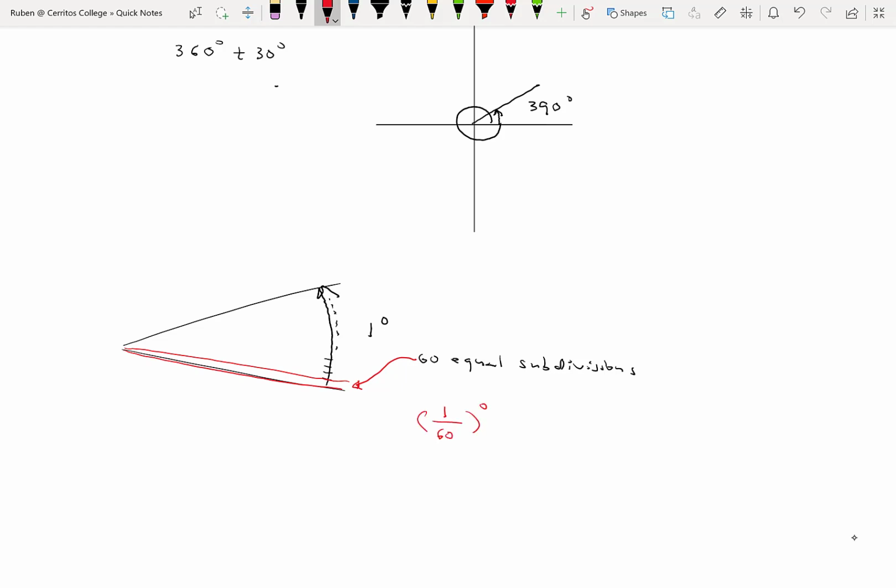Okay, so that one of the 60 equal subdivisions is 1/60th of a degree. And that 1/60th of a degree is called 1 minute. It's an unfortunate use of the term minute because it has nothing to do with time. 1 minute is 1/60th of a degree. It's just how we designate this subdivision of a degree, and we abbreviate it as 1 apostrophe. So if 1/60th of a degree equals 1 minute, then 60 minutes is 1 degree. All 60 of those subdivisions equals 1 degree.